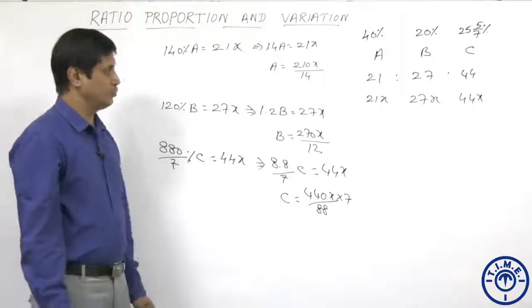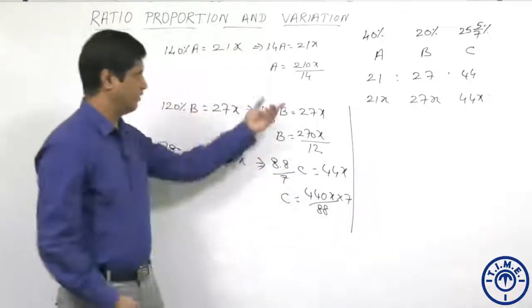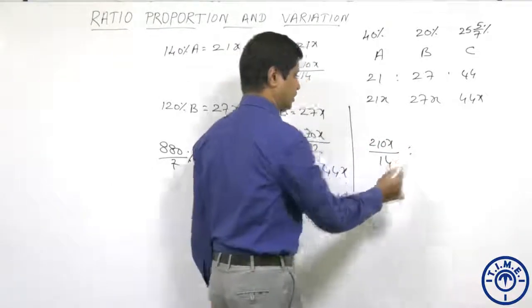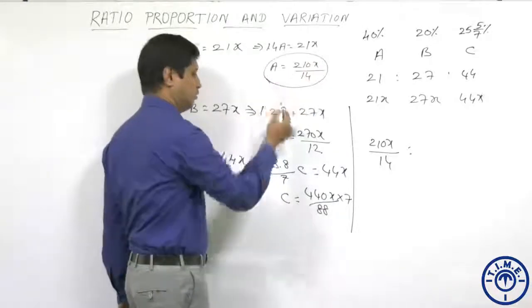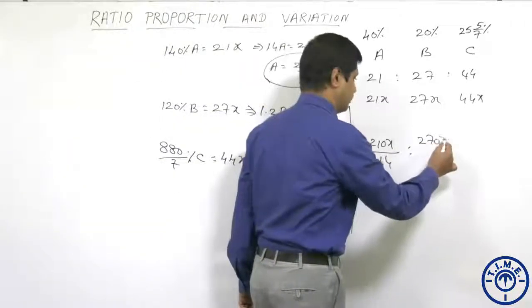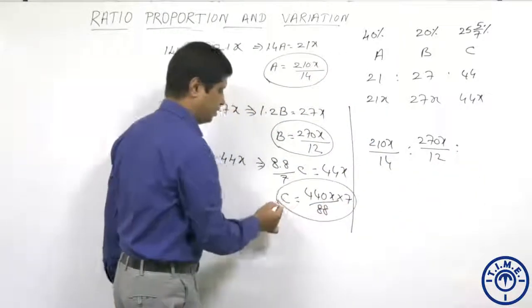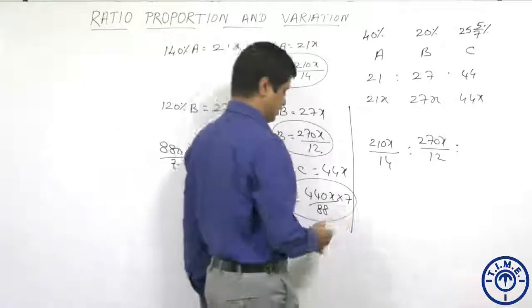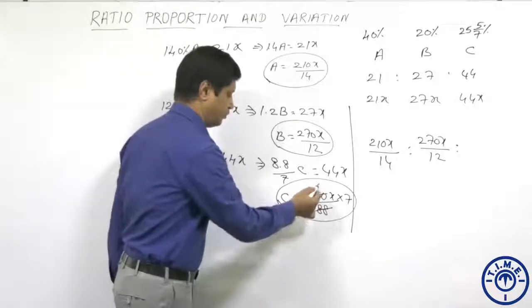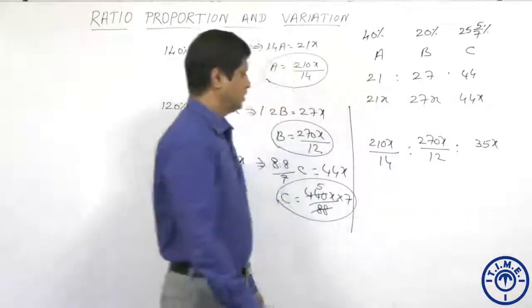Now what are we to find here? The ratio of A, B and C. What is the ABC ratio? The value of A is 210x by 14. The initial value of B is 270x by 12. And the value of C: here we can cancel 440 with 88, exactly 5 times. So the result is 35x.